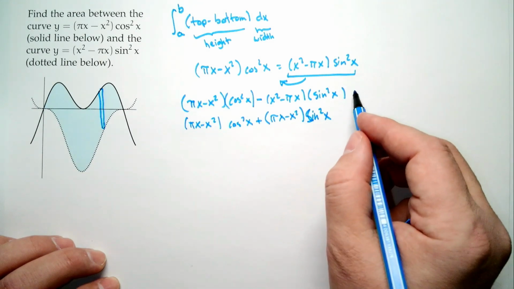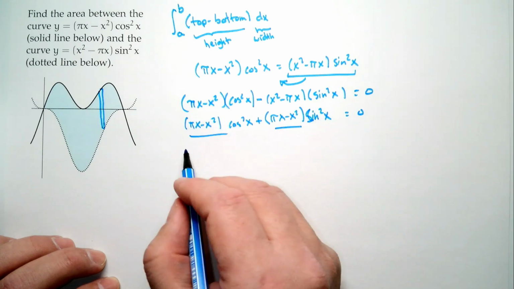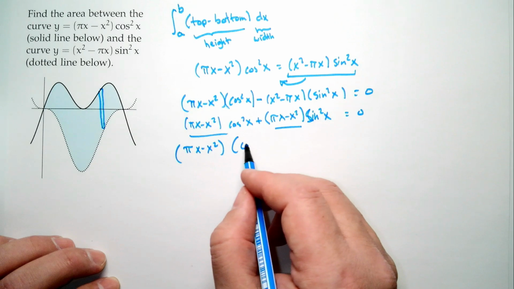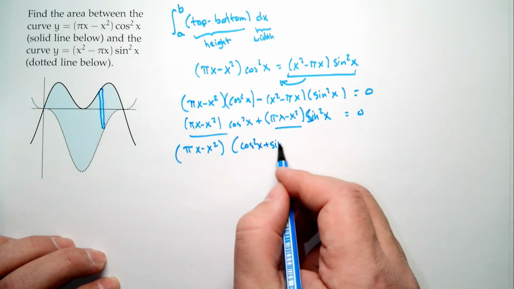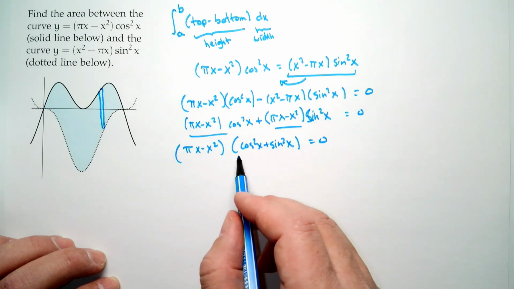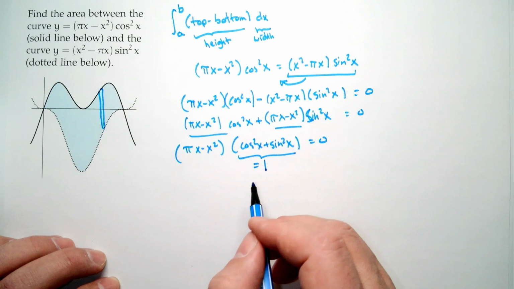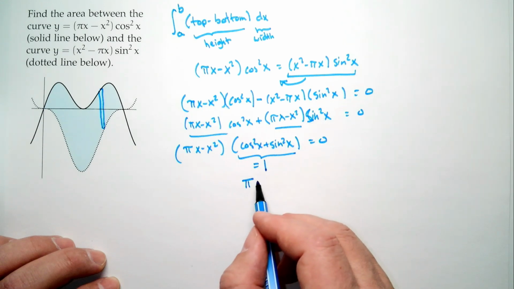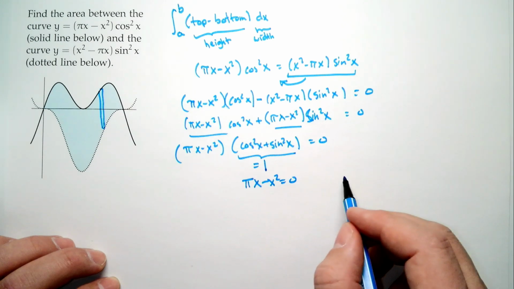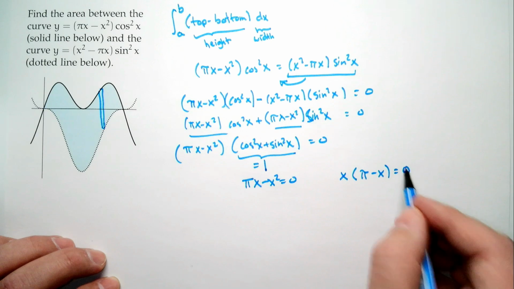And now we say, oh, whoops, we forgot equals 0. Now it's like, look, these match. So that's pi x minus x squared. Factor out, you get cosine squared x plus sine squared x, and that needs to equal 0. But what's true about cosine squared x plus sine squared x? It's 1. So they intersect when pi times x minus x squared equals 0. Or, if you will, factor out x, x times pi minus x equals 0.